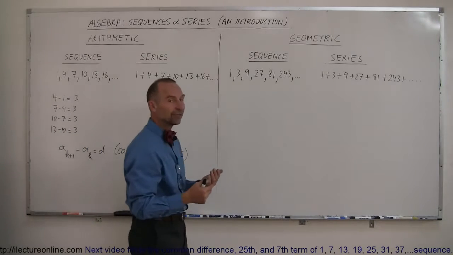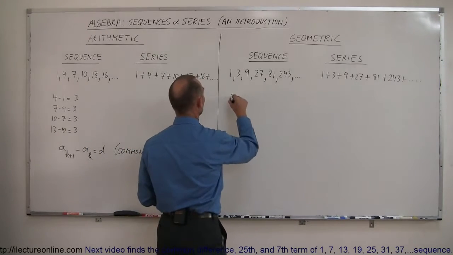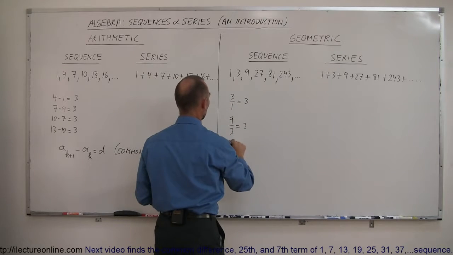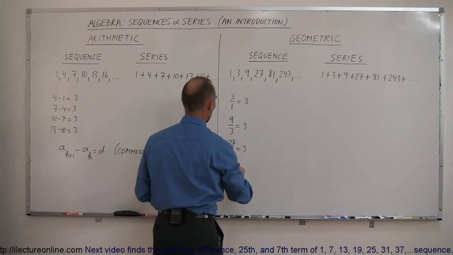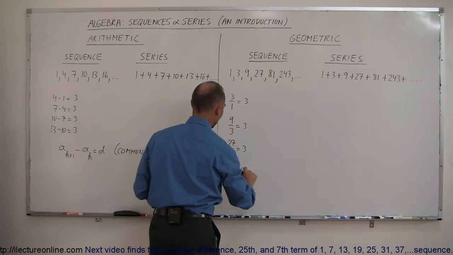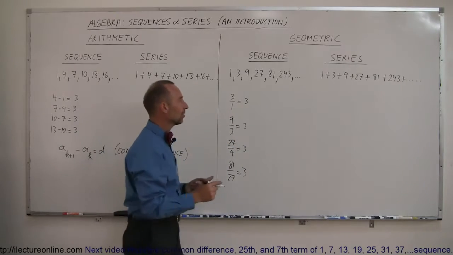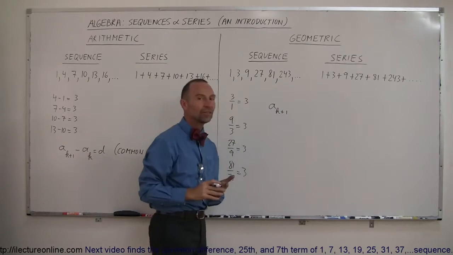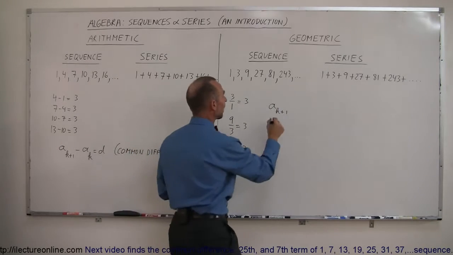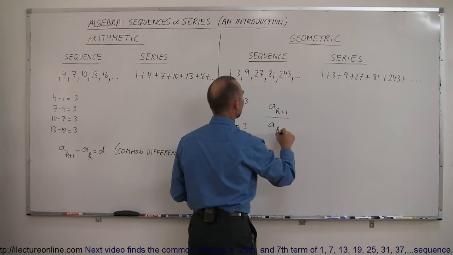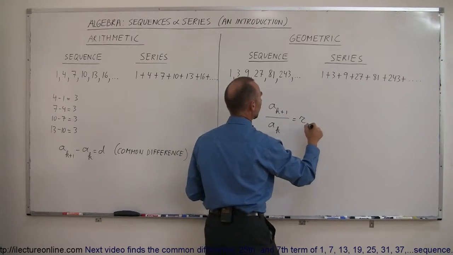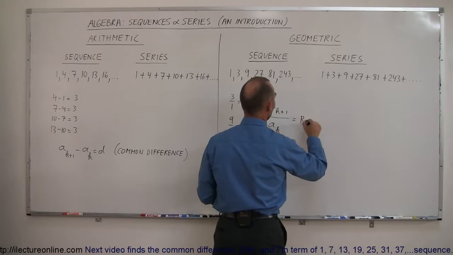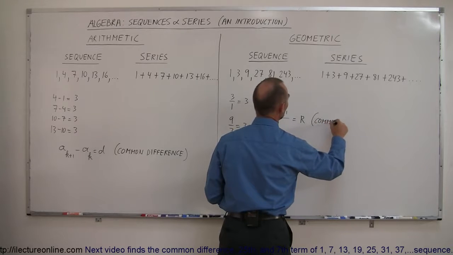For a geometric series, it's a little bit different. If we take any number and divide it by the previous number, for example, 3 divided by 1, we get 3, or 9 divided by 3, we get 3, or 27 divided by 9, we get 3, or 81 divided by 27, we get 3, and I think you see the pattern here. So here we can say that if we take a sub k plus 1, so we take any element of the sequence or of the series and divide it by the previous one, a sub k, that will always equal a ratio, r, and that would then be known as the common ratio.